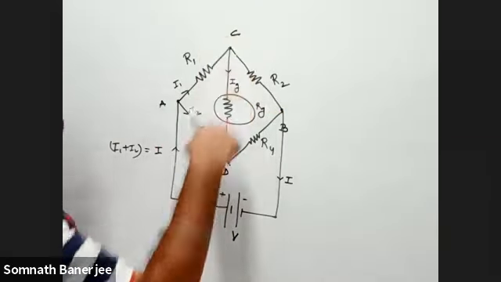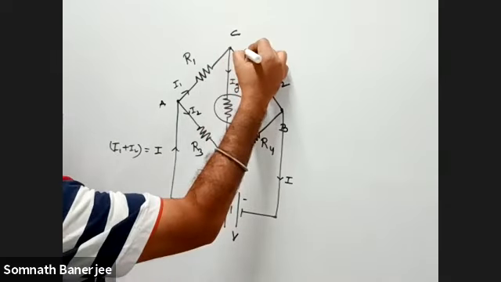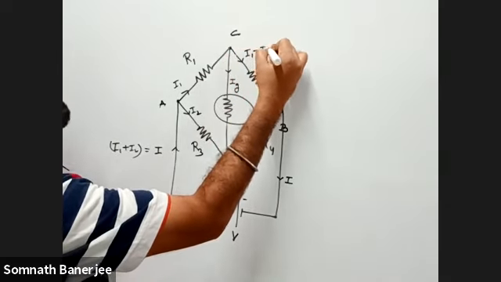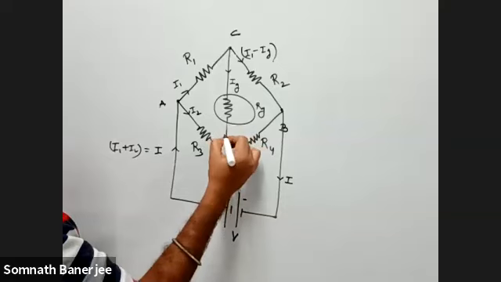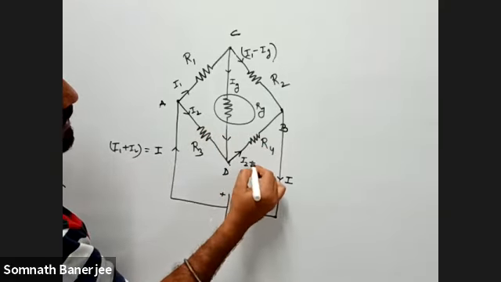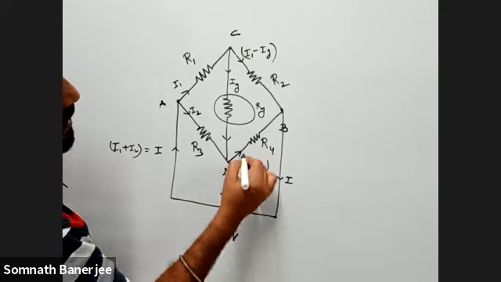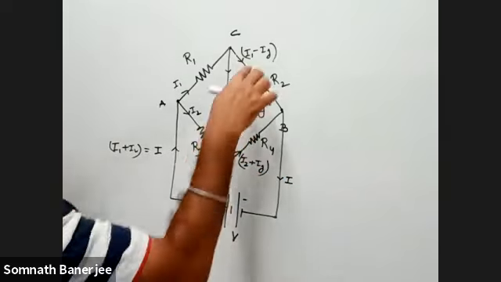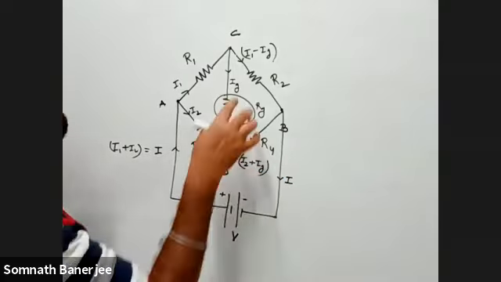So if IG current is passing through this, you can say the rest, the amount I1 minus IG, is passing through this one. This is IG, this is I2. So these are combined and this is I2 plus IG. Now see, this is minus IG, this is plus IG, they cancel, I1 plus I2. So I1 plus I2, the amount of current supplied by the battery and the same amount of current received by the battery. So this one is a balanced Wheatstone bridge.